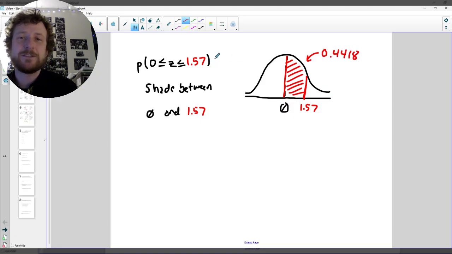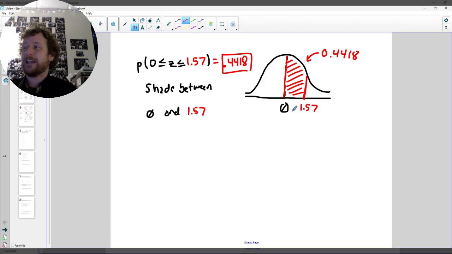Okay, which means the answer to this is 0.4418. And I'm done. That's it. If every problem was like that, this would be the easiest assignment you've ever done. You literally just look up a number on the chart, write it down.